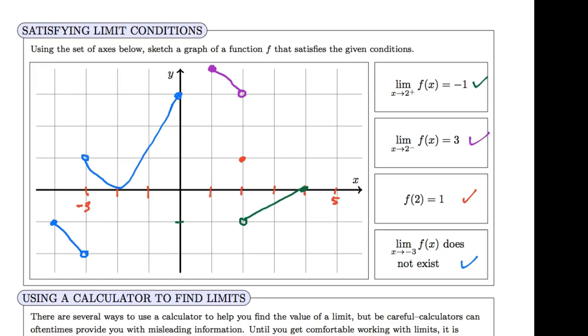So that's how you would do that. You pay attention to what x is approaching, and you draw graphs based on that. Yours could look a lot different. You could have all lines, but this is just one example.